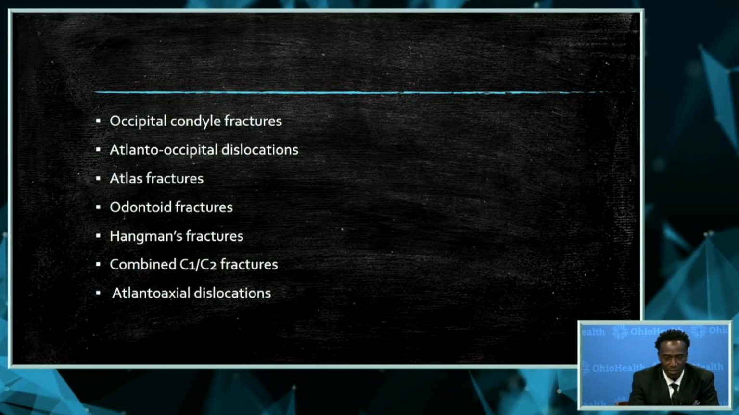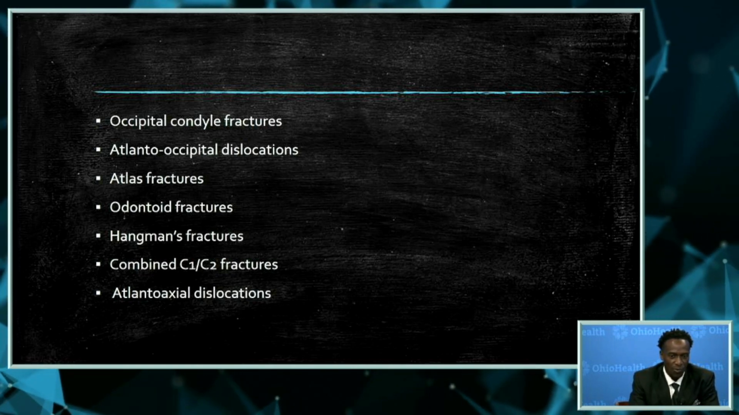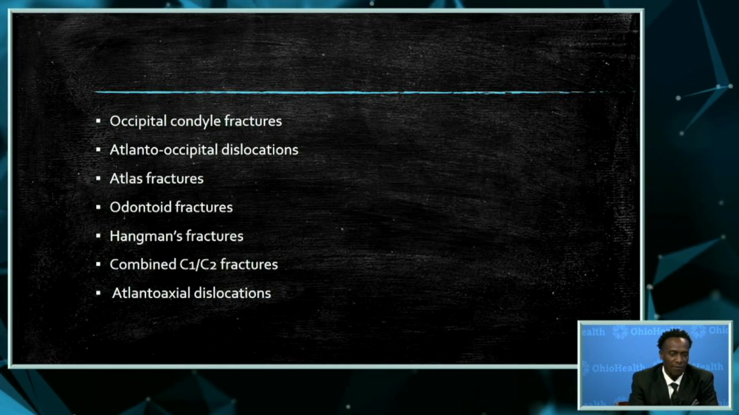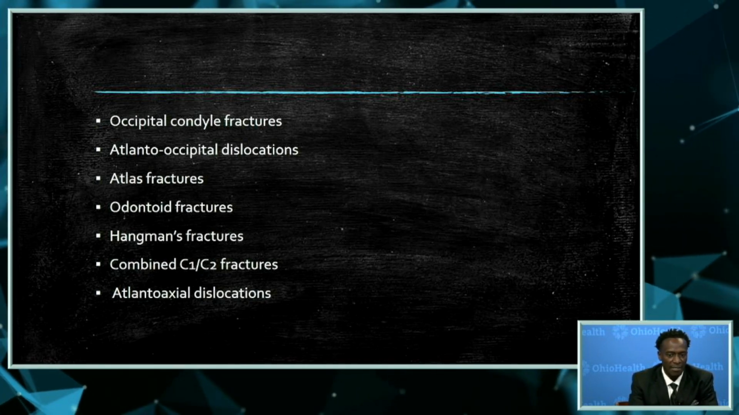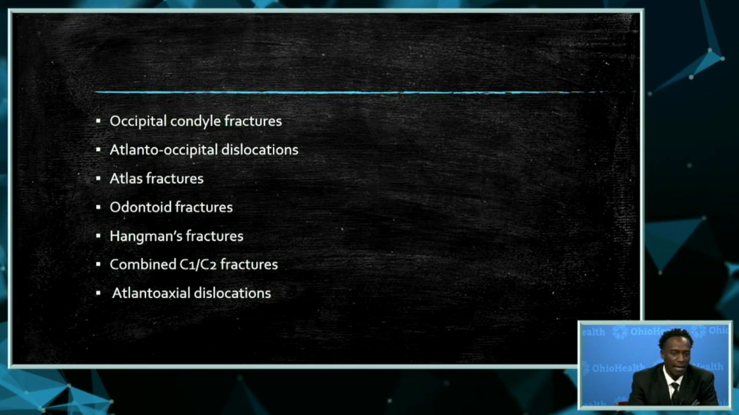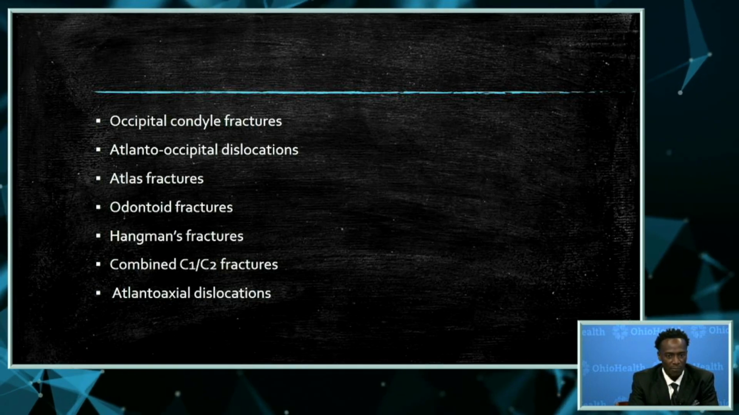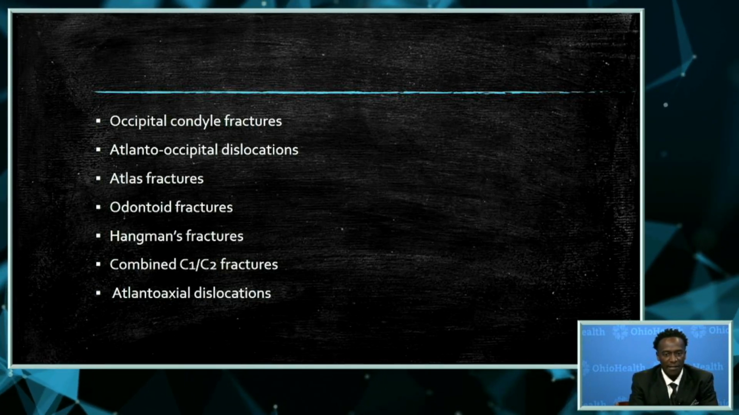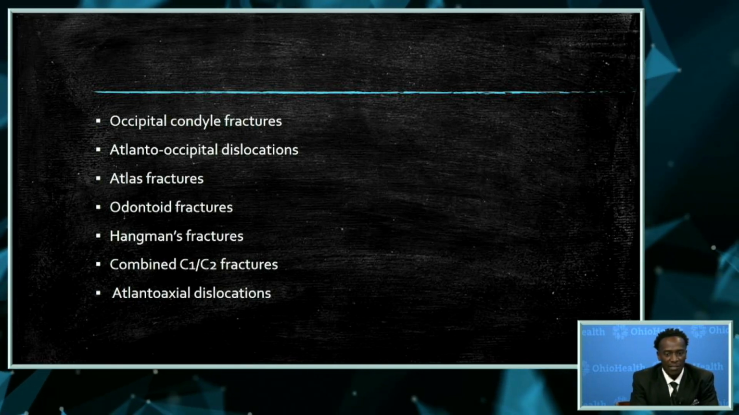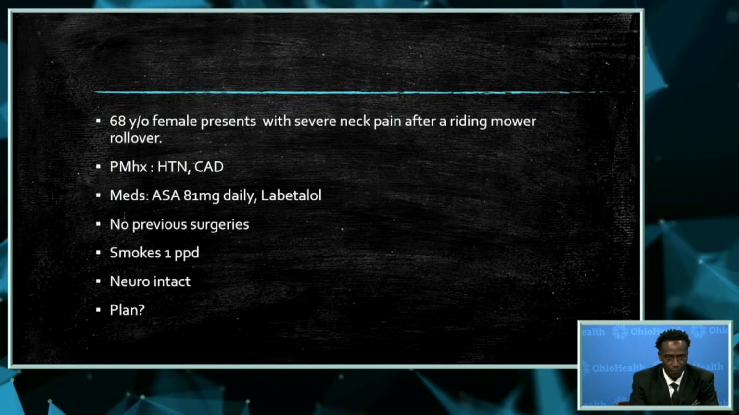Now I'm going to address the combined C1, C2 fractures right now. The main thing that you need to know about these is that if you have a surgical combined C1, C2 fracture, you address it like you would address the C2 component, and that will address the C1 aspect of it. So when you have a combined fracture, address it as how you would address the C2 fracture. Then atlantoaxial dislocations as well.